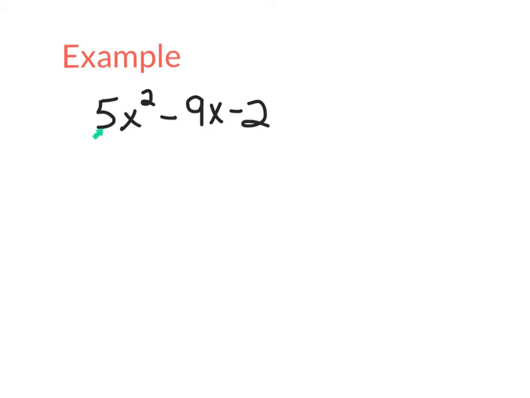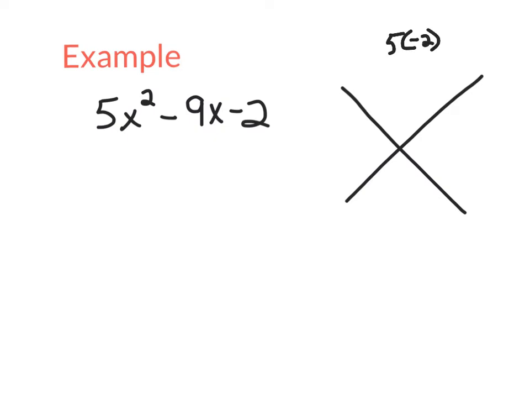All right, this is a trinomial where a is greater than 1, and we want to factor it. So we're going to start with the x game. Remember, we multiply a times c. So I'm just going to write that down. That's 5 times negative 2, and 5 times negative 2 is negative 10. So we're finding the factors of negative 10 whose sum is the b, which is negative 9. Again, remember, that's what we're looking for here: the factors of negative 10 whose sum is negative 9.